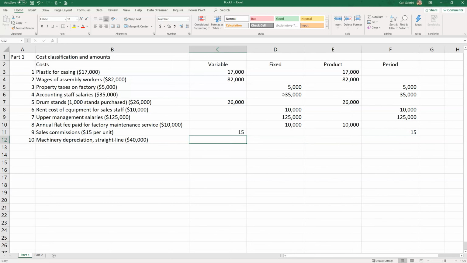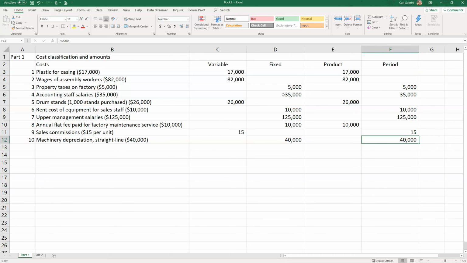And then we have depreciation, straight line, on machinery, and that is going to be fixed because the machines are there. They'll be depreciated whether they're in use or not. And that is also a period cost, not a product cost. Okay, so those are our 10 costs, and that's how they line up.